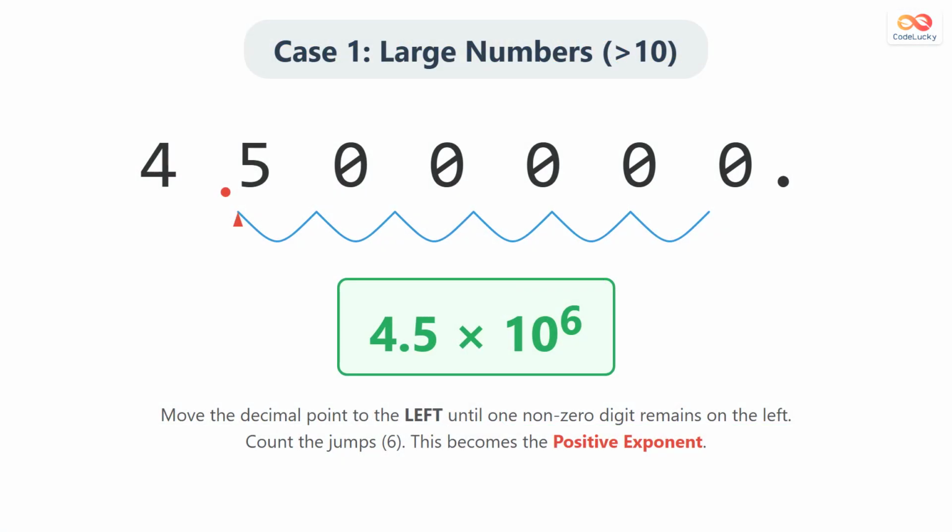Let's start with large numbers. Suppose we want to convert 4,500,000. The goal is to move the decimal point to the left until we have a number between 1 and 10. Here, we move it until it sits right after the 4. We made 6 jumps to the left. Therefore, our exponent is positive 6. The result is 4.5 times 10 to the 6th power.